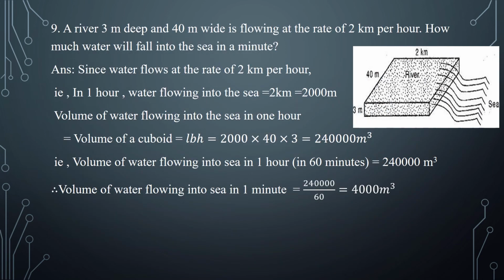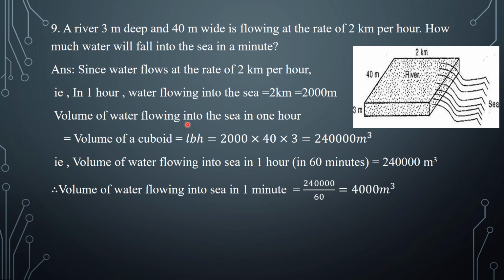Question number 9. A river 3 meter deep and 40 meter wide is flowing at the rate of 2 km per hour. How much water will fall into the sea in a minute? We are given water flowing at the rate of 2 km per hour. That means in 1 hour, water flowing in the river will be 2 km, which is equal to 2000 meter.